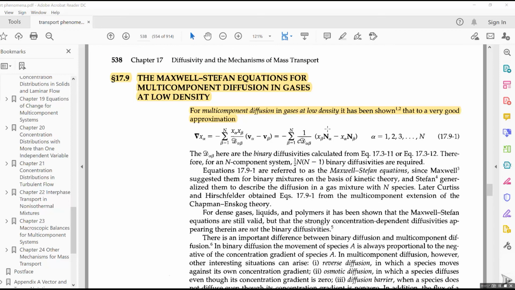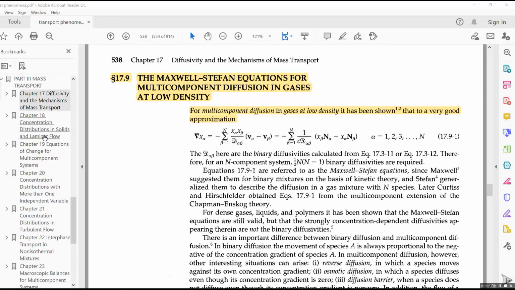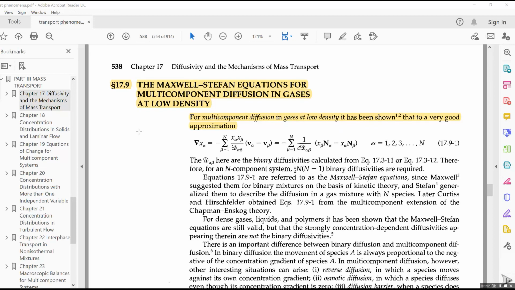This is the end of chapter 17. Actually, in chapter 17 we defined mass transport by molecular transport and mass transfer by convective transport, similar to chapter 1 and chapter 9. And in the next video, next lesson, we are going to touch on and review some concepts in chapter 18 and chapter 19 and continue our discussion in this order. See you in the next video.